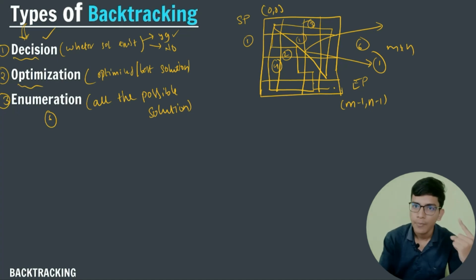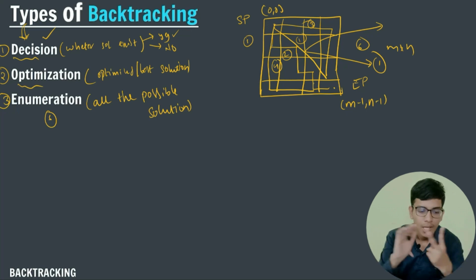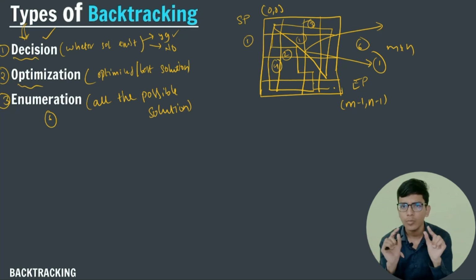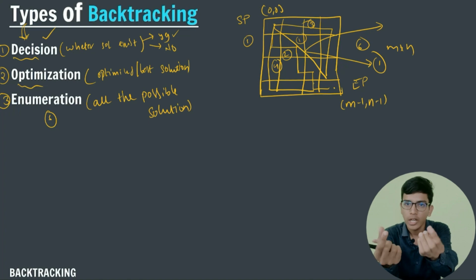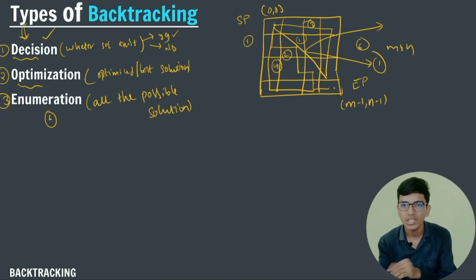Number one, decision. In decision, we see whether the solution exists or not. If it exists, we print yes. If it doesn't exist, we print no, as simple as that. The second one is optimization. Among all the possible solutions, we need to return to my user the optimized solution. And the third one is enumeration. Enumeration is nothing but giving all the solutions that are possible.